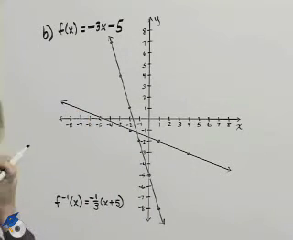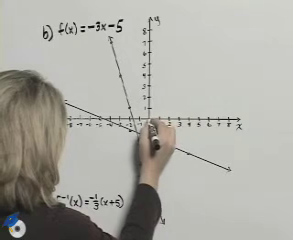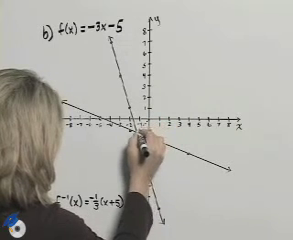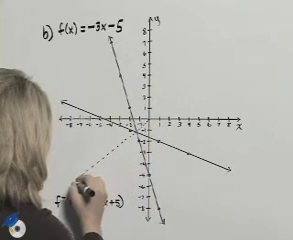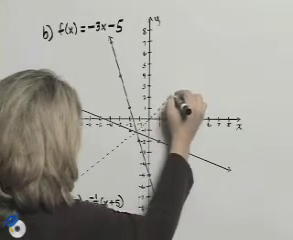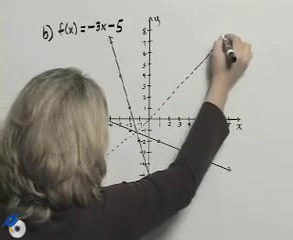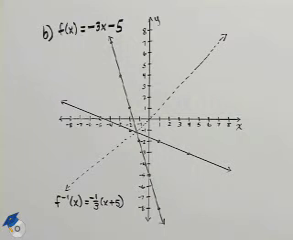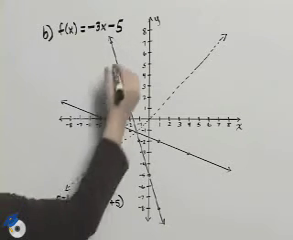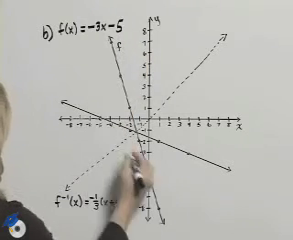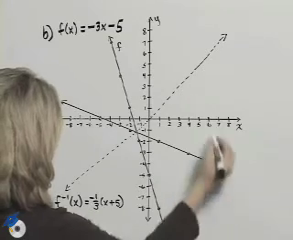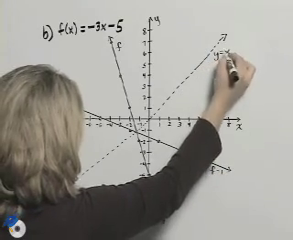And one thing to note, if I draw in the line y equals x, those two graphs are symmetric about the line y equals x. Remember, this is f inverse, this is y equals x.